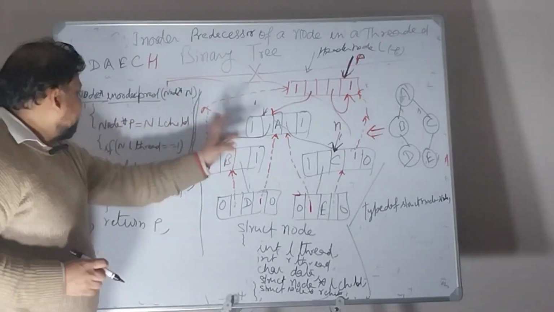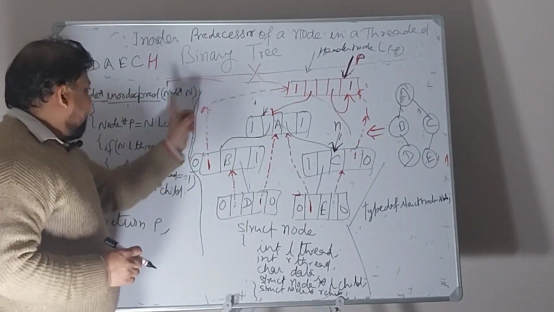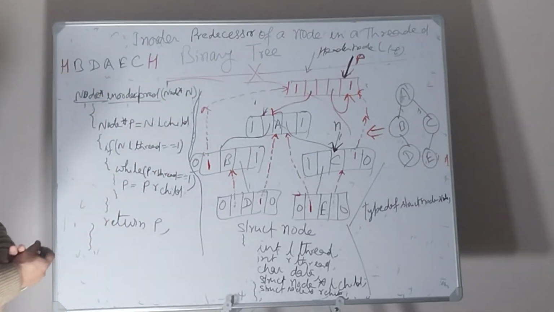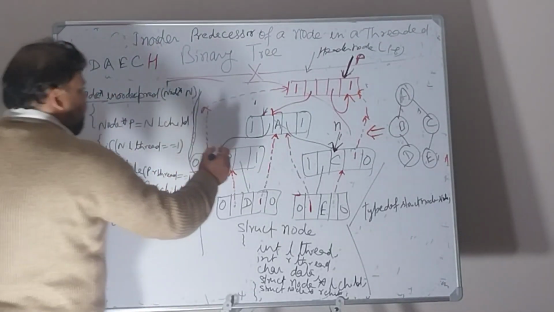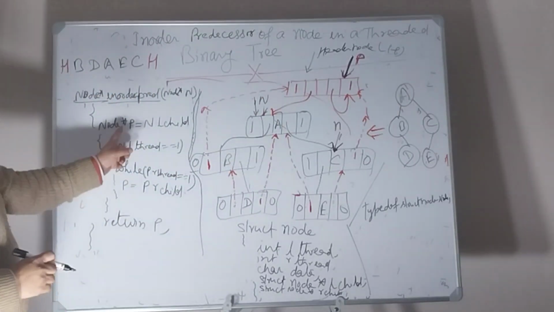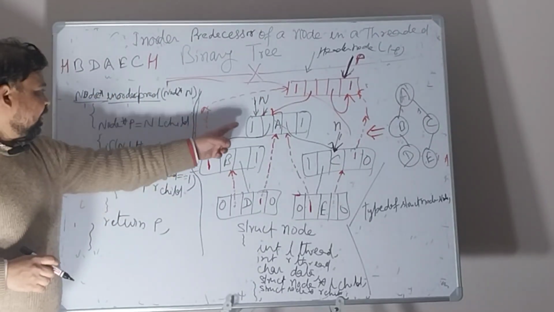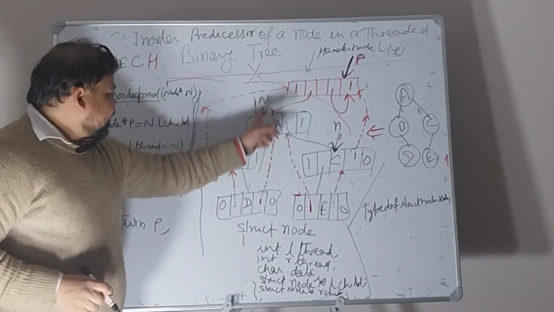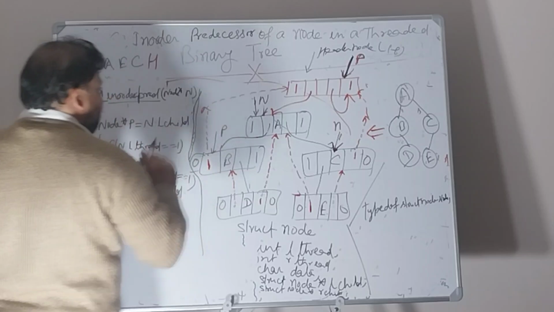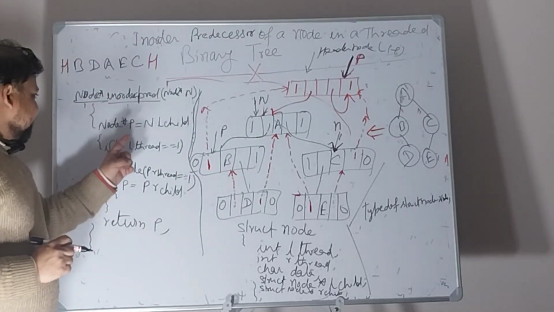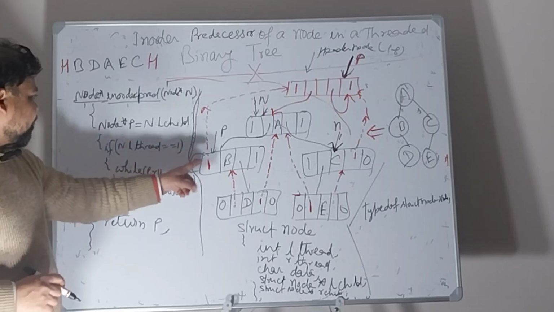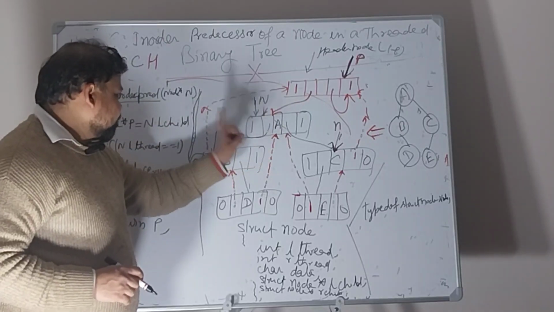So here I'm simply putting the value of N as A, and as an argument I'm giving the address of A. So in that case, what will happen? This N will point to this location, and P as a pointer will point to N L child. So N L child, this is pointing over here. So P will point to this location, and after that I have to check whether N L thread is equal to 1. N L thread, this value is 1.